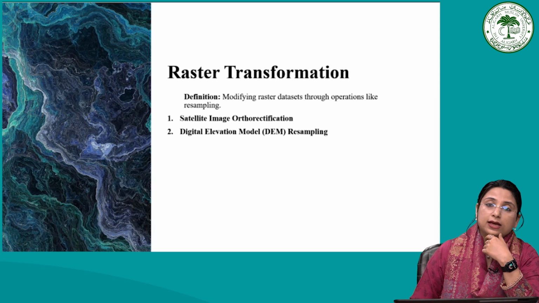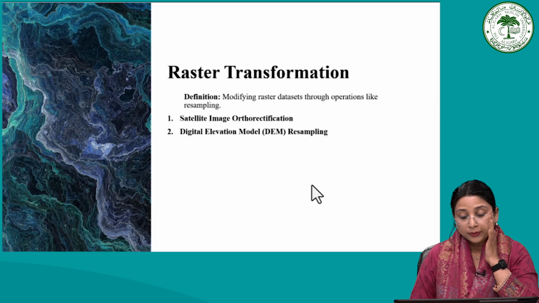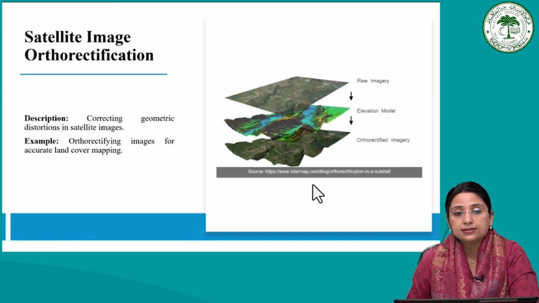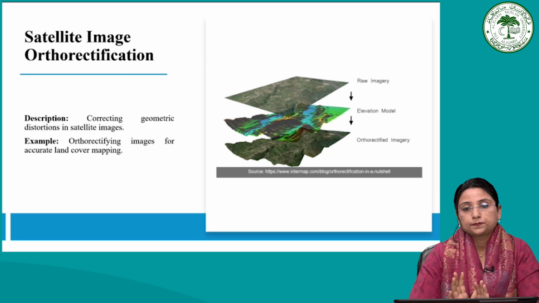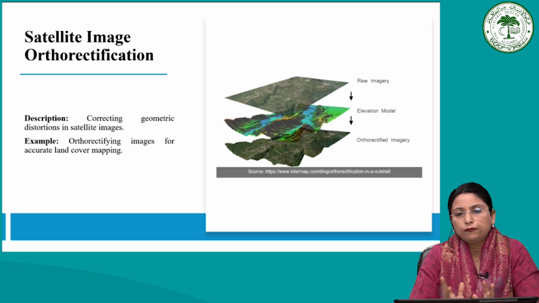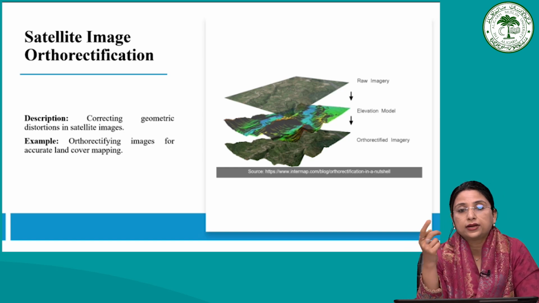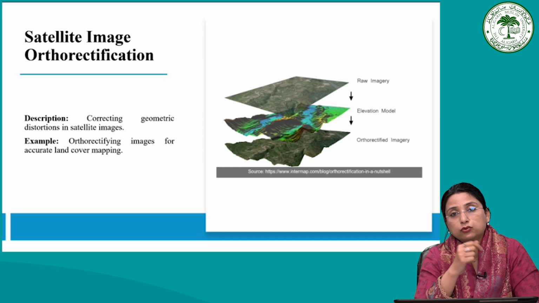So we are going to understand this by taking two examples, satellite image orthorectification and digital elevation model resampling. Let us take the first one, satellite image rectification. Satellite images are often obtained with various types of geometric distortions due to factors like sensor orientation, earth curvature, or terrain relief.